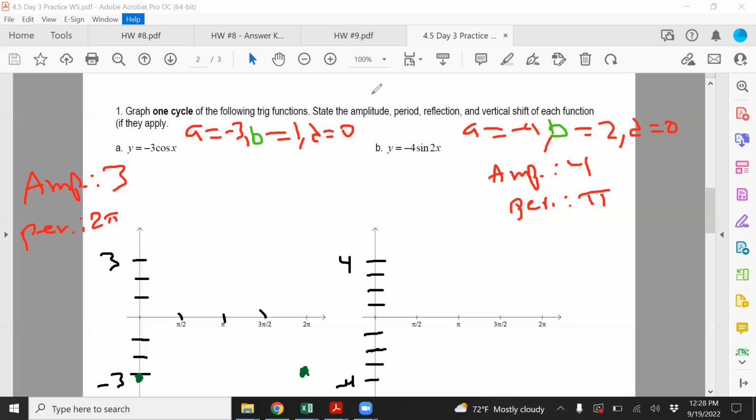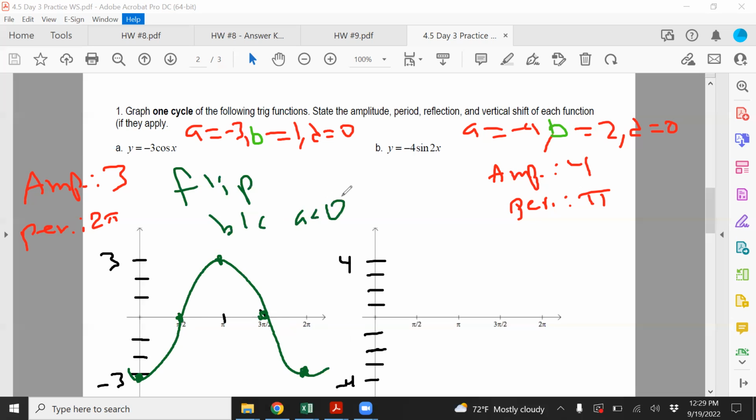And you're just going to plot them. Do you go in between pi and 3 pi over 2 for the B? Yeah, so it came out very nicely like that. And remember, we had to flip because A was less than 0. Right? We had to flip.